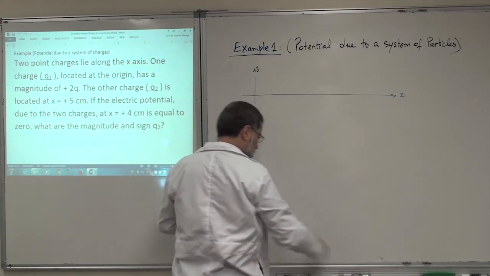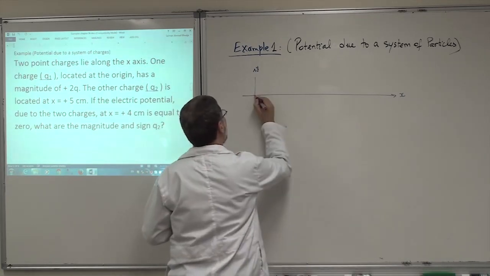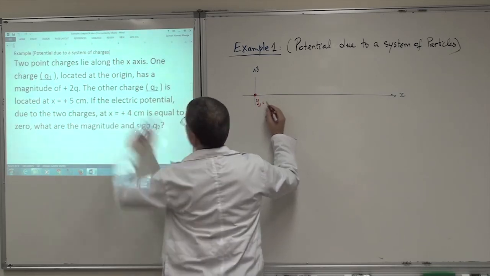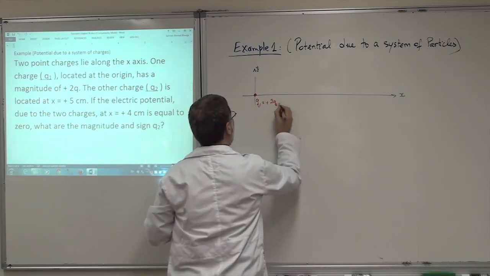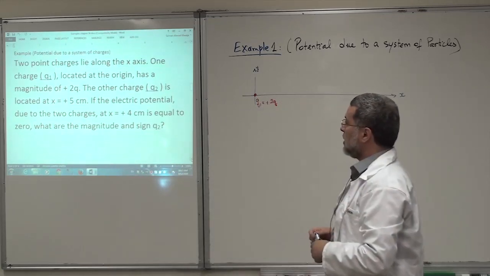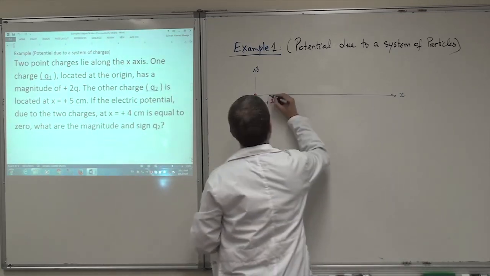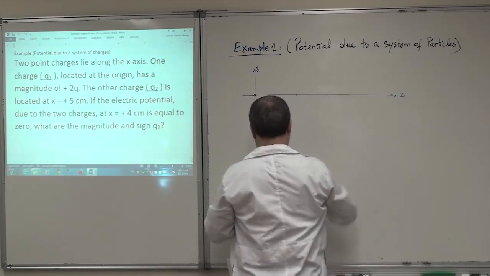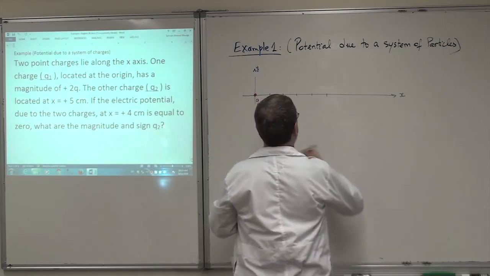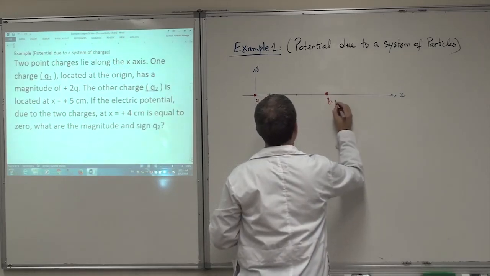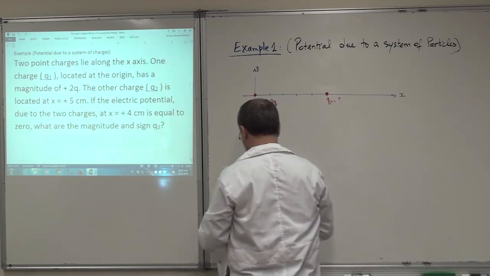So I have a charge here, Q1. I'm going to write Q1 here. Q1 is equal to plus 2q. Okay, that's Q1. And the other is located at x equal to 5 centimeters. So if this is 1, 2, 3, 4, 5, my charge Q2 is here, at 5 centimeters. And I don't know what its value is.